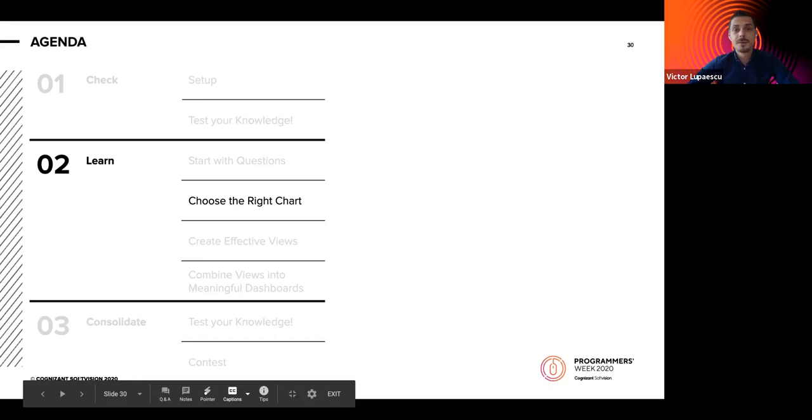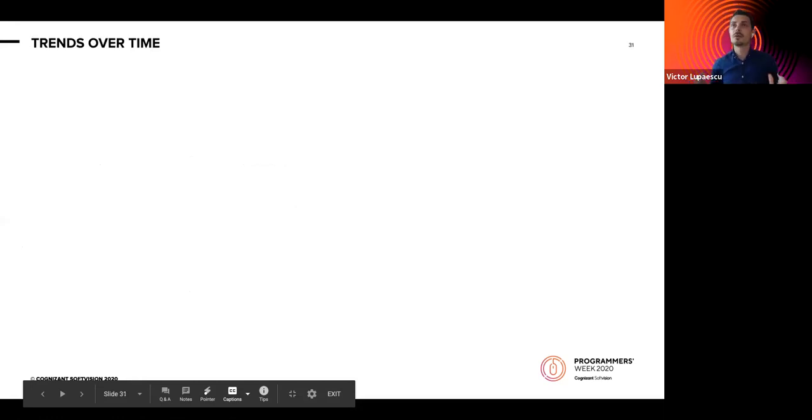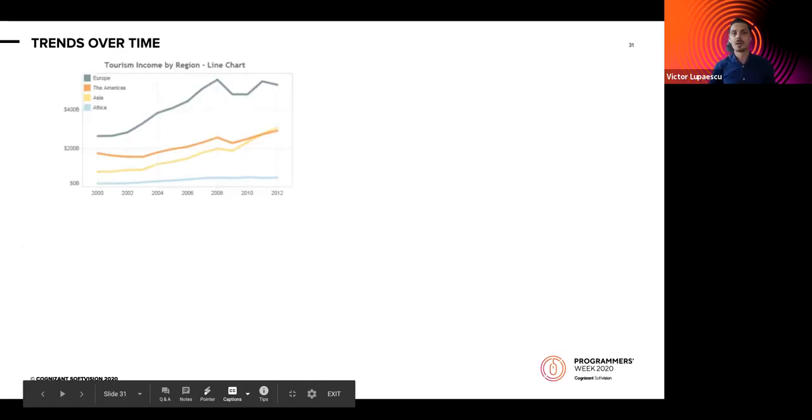Next part is choosing the right chart. So you know what you're trying to say, you know your audience, try to use the right chart. And there are some pretty simple rules for that. Let's talk first about trends over time. Trends over time is when you're trying to use a time dimension and you want to show the data across that time dimension. The most used chart, hopefully, for trends over time is the line chart.